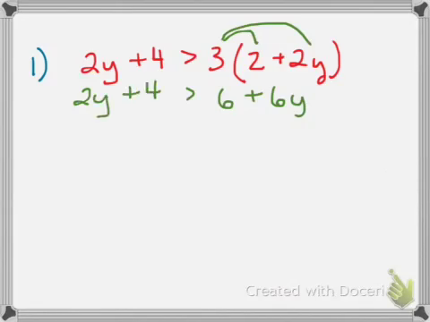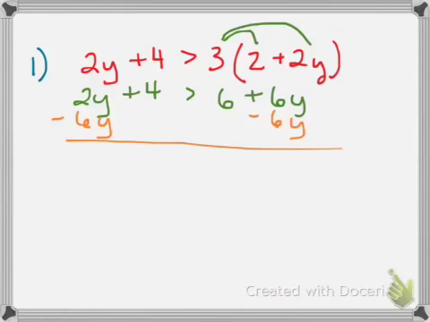So the next thing I want to do is combine like terms if necessary, or if I can. So on the left side, I see that I can't really combine anything here. And then on the right side, I can't really combine anything either. So I'm going to go to step 3, where I get the variables on one side, constants on the other side. So I'm going to subtract 6y from both sides.